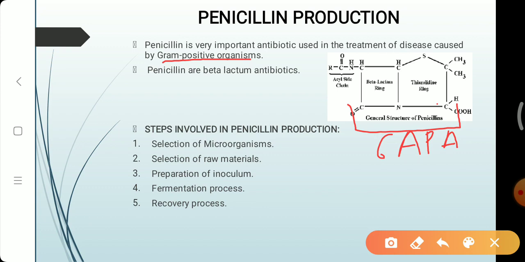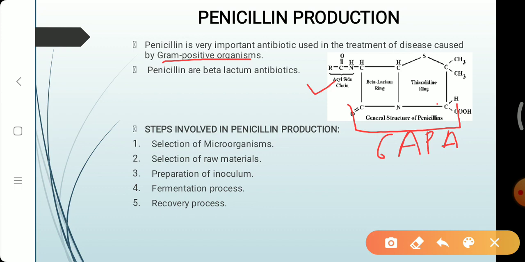is the only part that varies. If the acyl side chain is phenylacetic acid, then we obtain the penicillin derivative penicillin G, which is benzyl penicillin. If the acyl side chain is hydroxyphenylacetic acid, then we obtain penicillin X, which is hydroxybenzyl penicillin. This is how the structure of penicillin varies. The only variation in the structure is the acyl side chain. This part always remains constant, which is 6-APA.